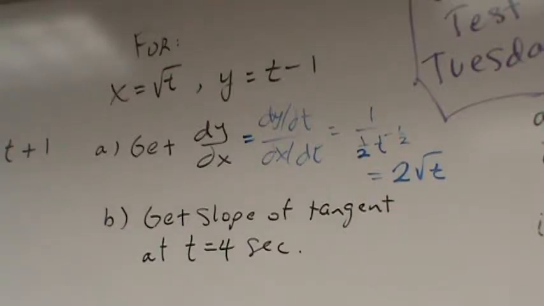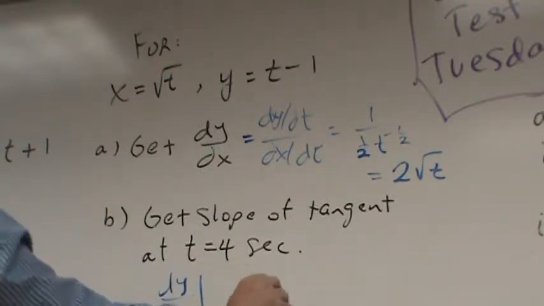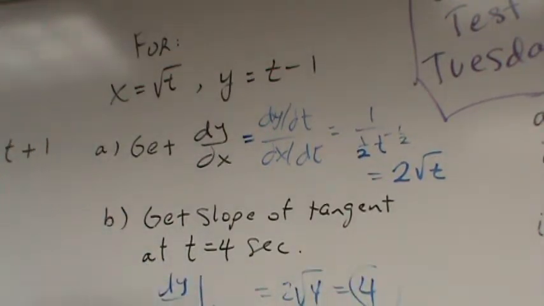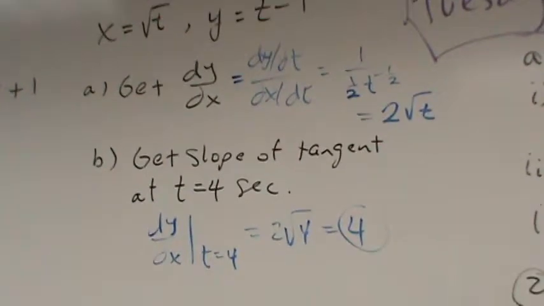How many people here got 2 radical t? Yay for all of you. Good. And let's get the slope of the tangent at t equals 4. dy/dx evaluated at t equals 4 is going to equal 2 times radical 4, which is 4. How many people got 4? Okay, good. It's that simple. Great. Let's go ahead and do more of this slope of the tangent stuff.